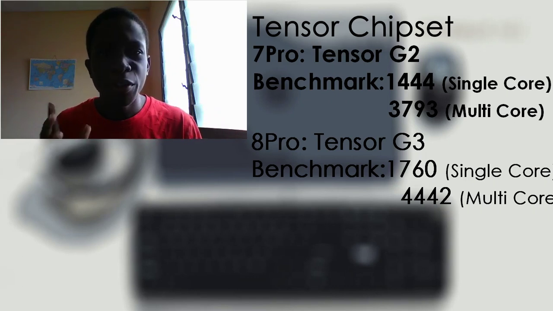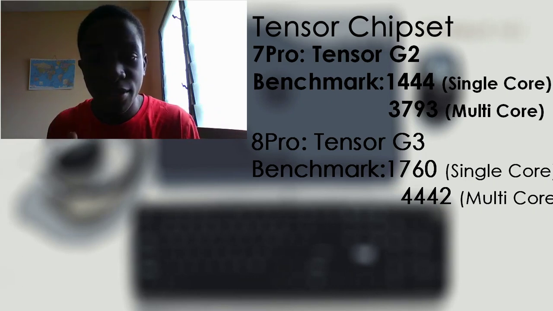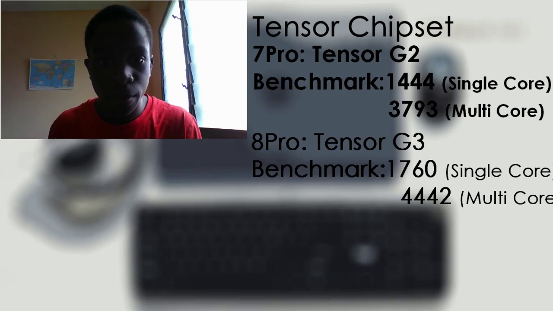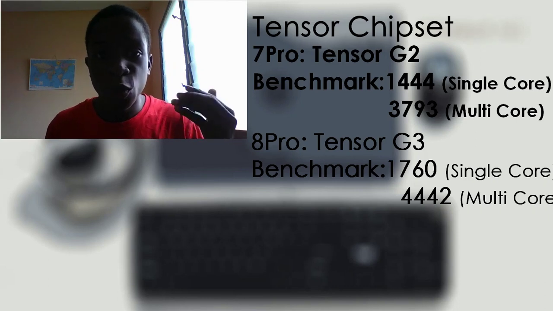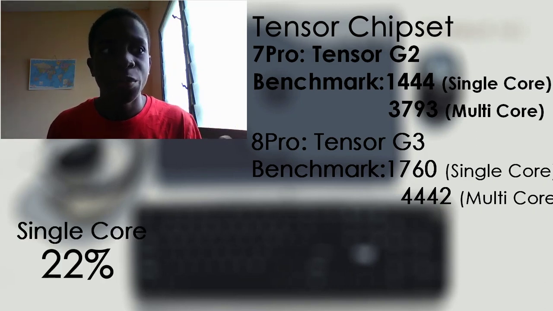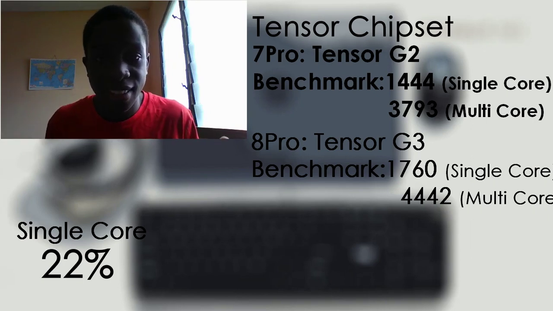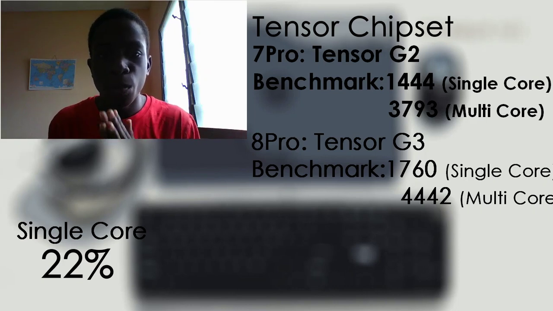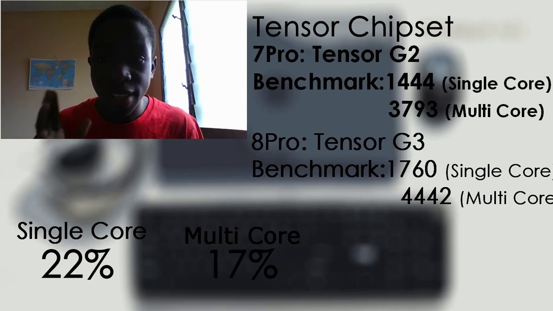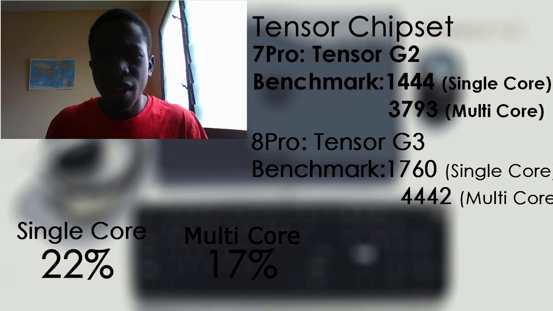Okay, so these are really nice numbers, right? The benchmark scores. But if you look at their improvement from the Pixel 7 Pro and the Tensor G2 chip, for single core processing, it has only improved by 22%, which is not too significant for a pro device, right? A pro device being upgraded with the new Tensor G3 chip, right? So the number isn't too significant, but at least it's an improvement. For multi-core processing, 17% in the Tensor G3 chip.